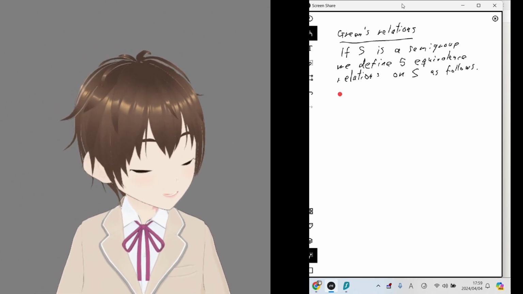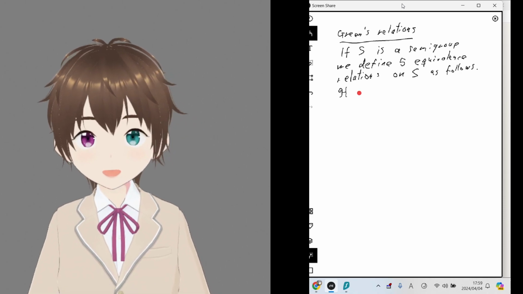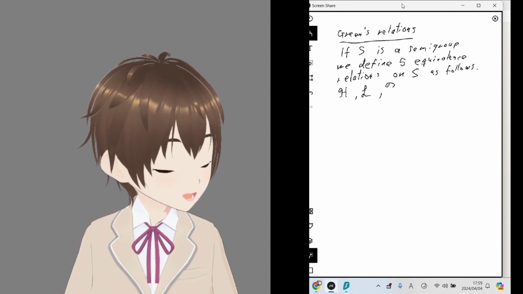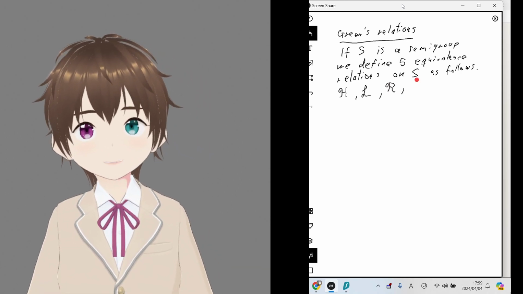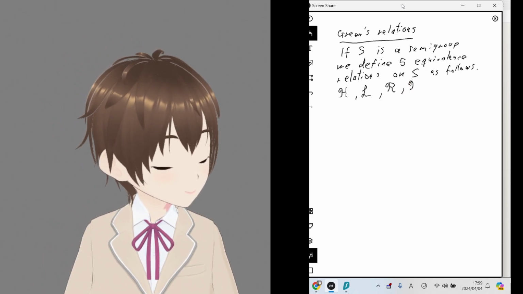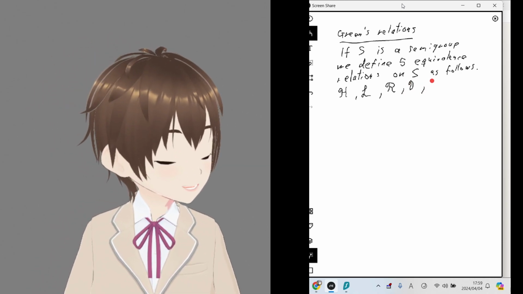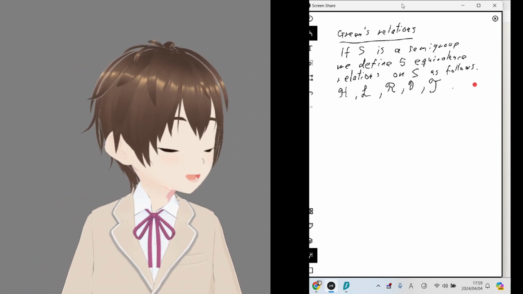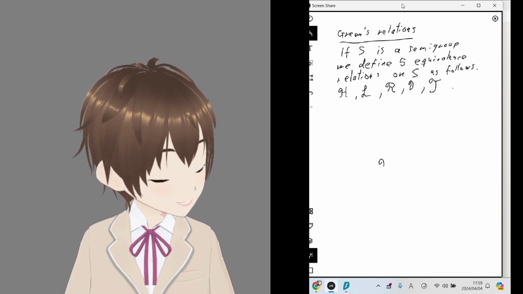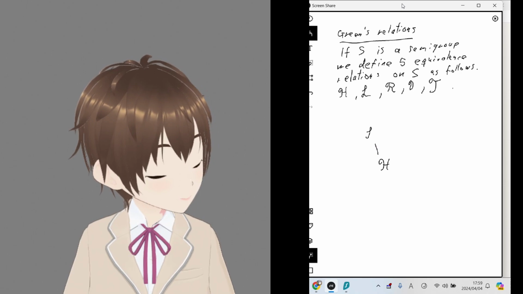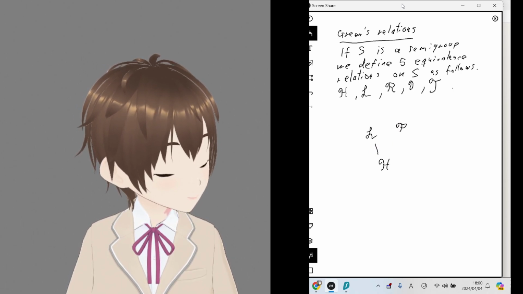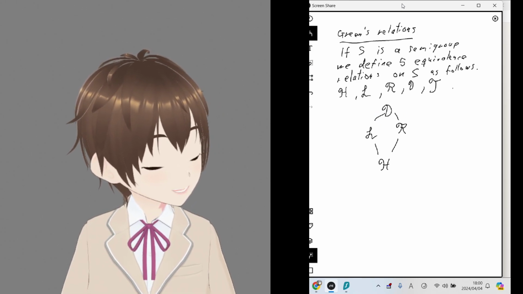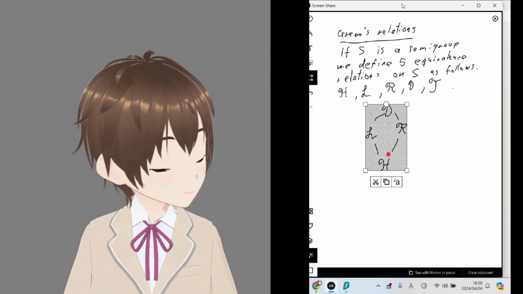So I have what's called the H relation. I'm not very good at drawing script things, but this is a script H. I have a script L. I have a script R, which is particularly hard to draw for me. I have a script D. It's supposed to be a D, and I have a J. Okay, so these are the Green's relations, and these are equivalence relations, and they are ordered thusly. So I have H, I have L, I have R, I have D, and I have J, which is above the entire thing.